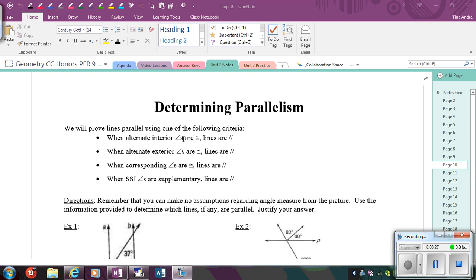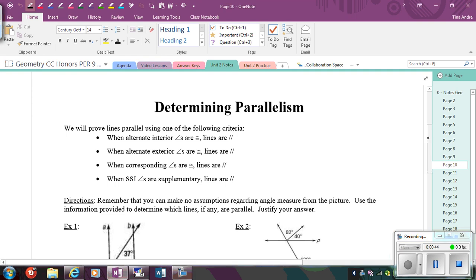If we have congruent alternate interior angles, the lines are parallel. Congruent alternate exterior angles, lines are parallel. Corresponding angles congruent, lines are parallel. And then just remember the SSI, or same side interior. If those are supplementary, then that means that the lines are parallel.